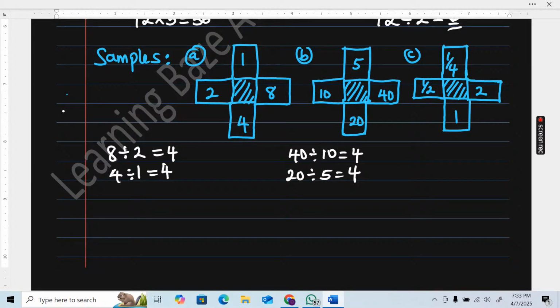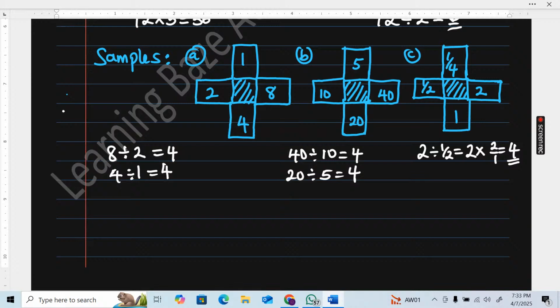So let's check sample C if that will also give us 4. We have to divide the number on the right by the number that is on the left. So that will be 2 divided by half. What's the meaning of 2 divided by half? It means 2 times. When you change the division to times, turn the fraction upside down. That will be 2 over 1, and that's 2 times 2, which is equal to 4. So that is also giving us 4.